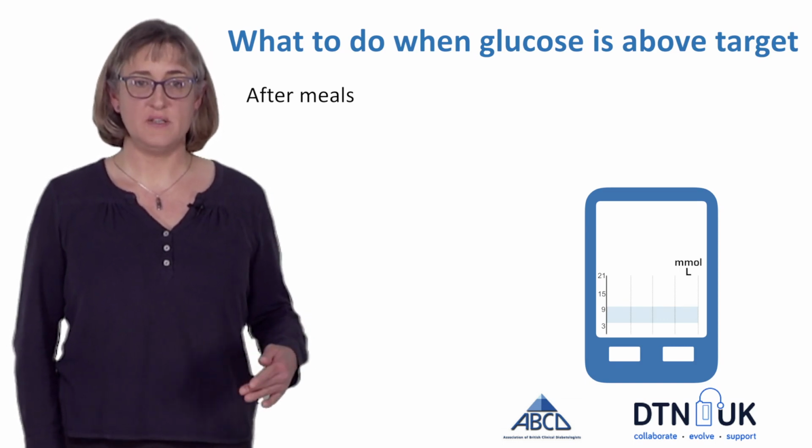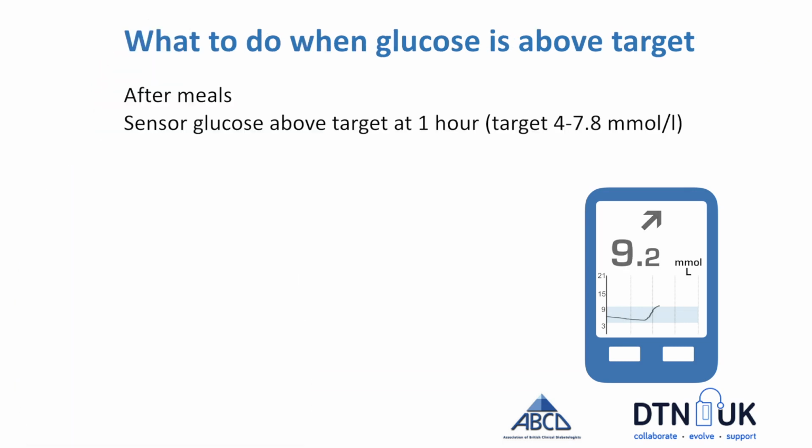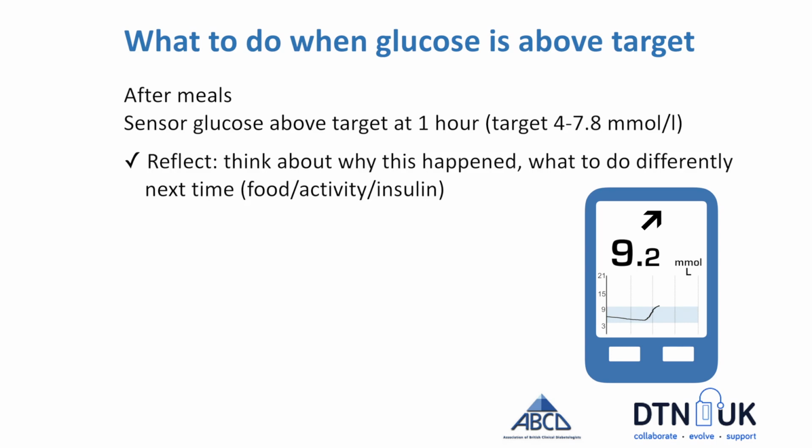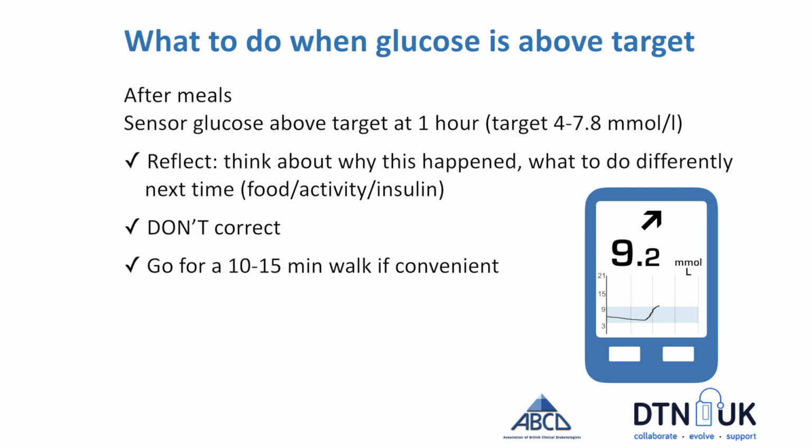After meals, you will still have insulin acting from your previous meal, and you may still have food coming in from the meal as well. So if your glucose is above target at 1 hour, think about why this has happened and what you might be able to do differently next time, thinking about the food, the activity and the insulin, but don't correct. If you want to and it's convenient, you could go for a 10 to 15 minute walk because that will bring your glucose levels down, and then check again in 1 hour, so 2 hours after you've eaten.